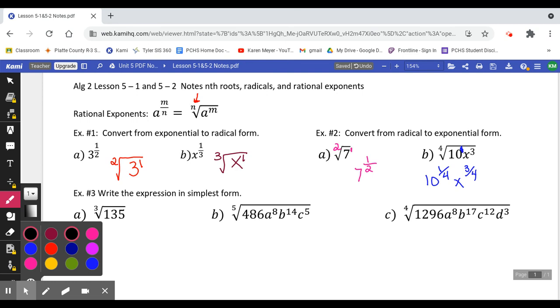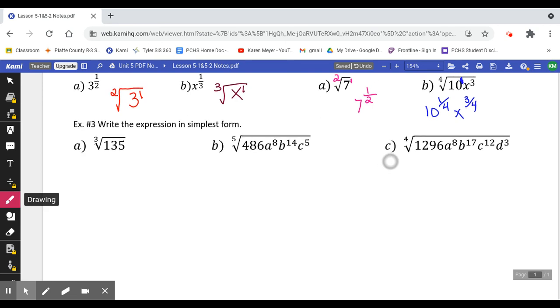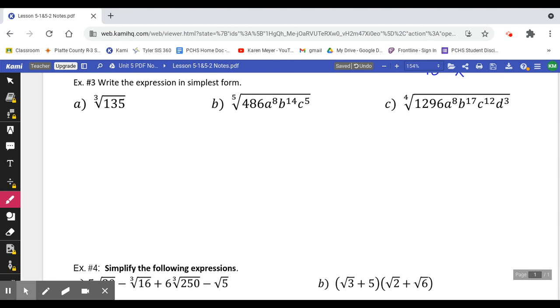Now our next example for this one, we are going to simplify roots. Now in the past we have simplified square roots, but now you're going to notice that we have different index numbers. So on A, we have a cube root, which means our index number is a 3. So first, we're still going to do factor trees like we did with the square root. So find anything that goes into 135. Well, that would be 5 and 27. 5 doesn't break down, but 27 breaks down into 9 and 3. And 9 breaks down into 3 and 3.